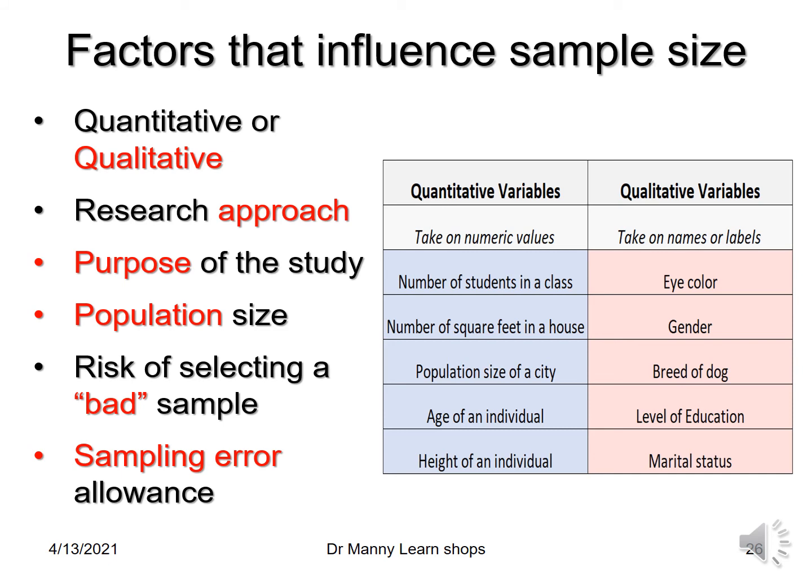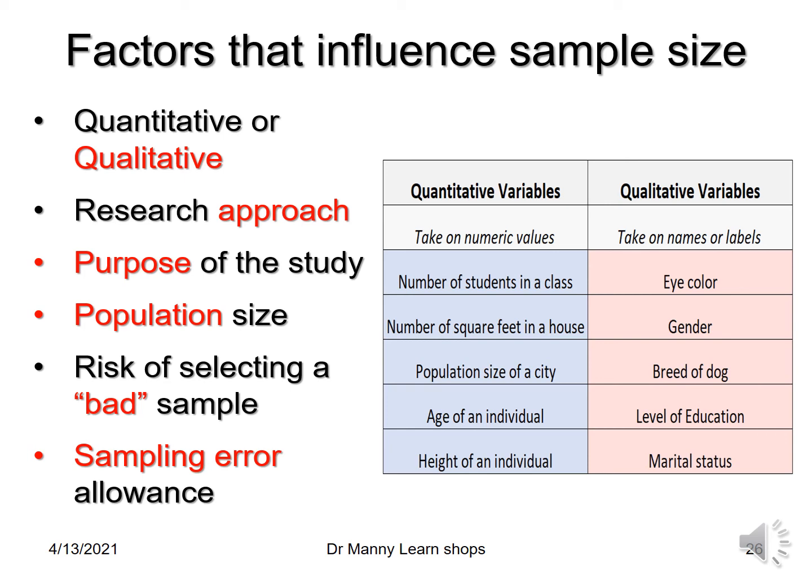What are some of the factors that influence sample size? Well, it depends on whether it's a quantitative or a qualitative research approach. What's the purpose of the study? What's the population that you've got to choose from? For example, if you wanted to do research about a specific population and there's only 10 of them, you can't look for 100. If you've only got 10, you've only got 10. And some of them may not be willing to participate.